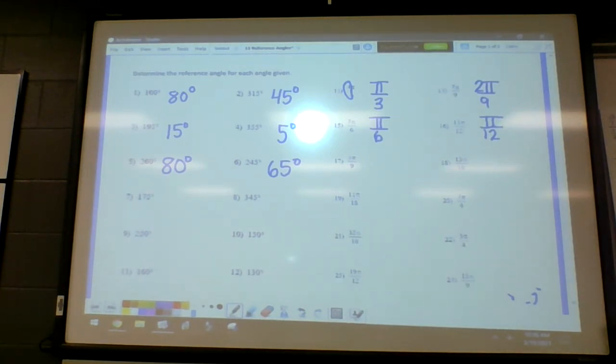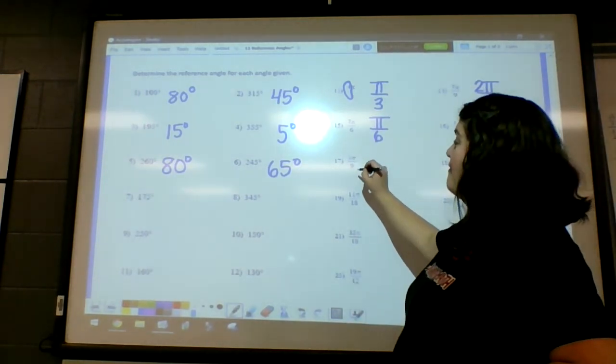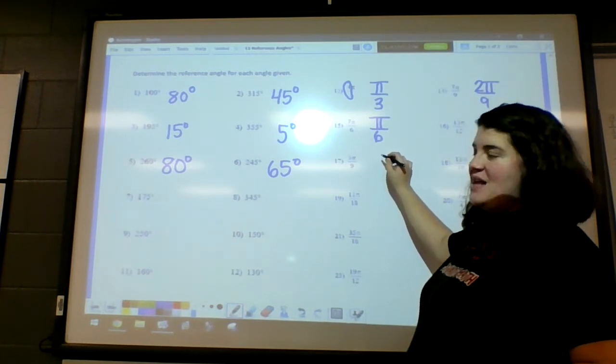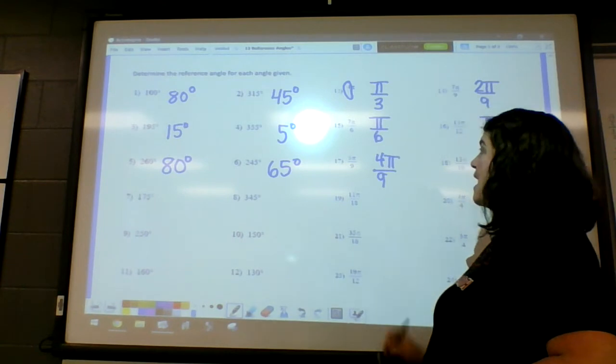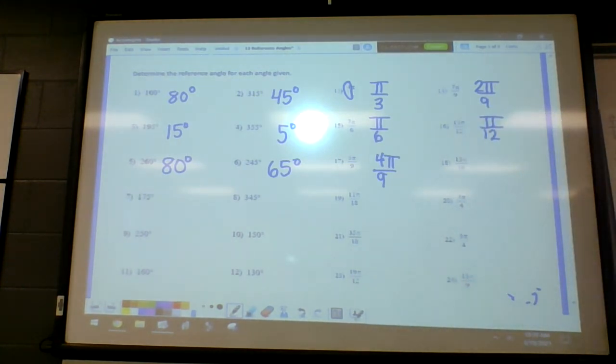All right, 5 pi over 9. Is it closer to 1 or closer to 2? Closer to 1, right? By the way, a lot of these will be closer to 1 because there's 2 quadrants versus just 1 quadrant on the closer to 2. So how far away from a full pi is it? If it's 5 over 9, what do you have to add to get 9 over 9? 4 over 9.